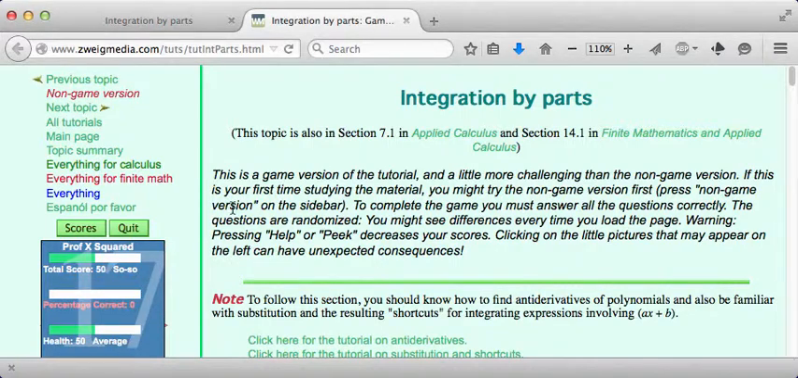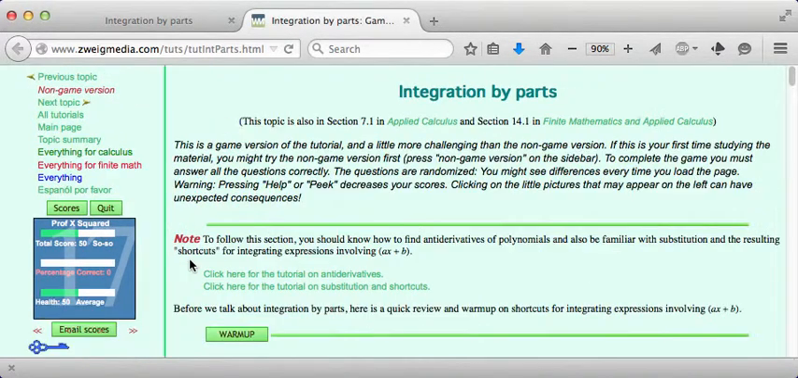Now the trouble with this short window is that you can't see the entire content, so I'm going to make it smaller.